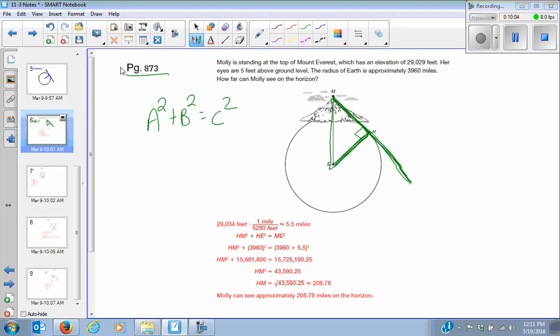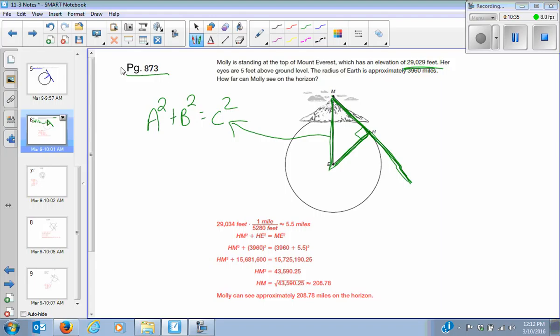She says that she's standing on top of Mount Everest, which is this high, 29,029 feet. And her eyes are 5 feet above ground. The radius of the Earth is approximately this long. So if I wanted this, across from the 90, this measurement right here is going to be my C value. That is the one that I care about, at least making sure that I understand that.